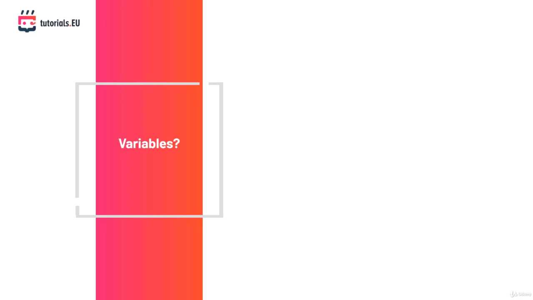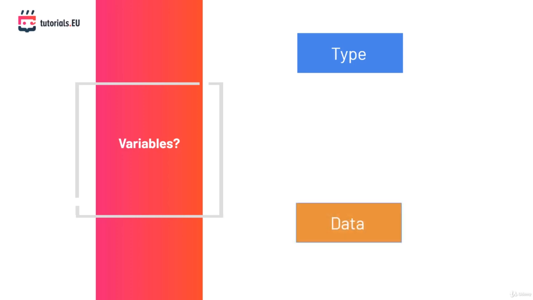If we compare variables to our cake coffee example, a variable must have a type, which is the type of plate or cup that you're using. So are you using a plate? Are you using a cup? Are you using something else? The type of variable will tell us what kind of data it can store, where the data in our example would be the food or drink.